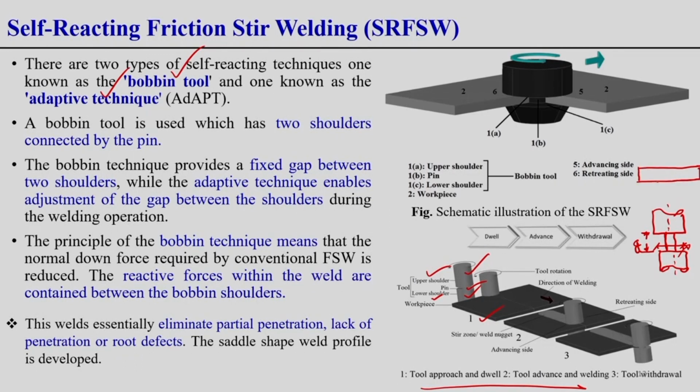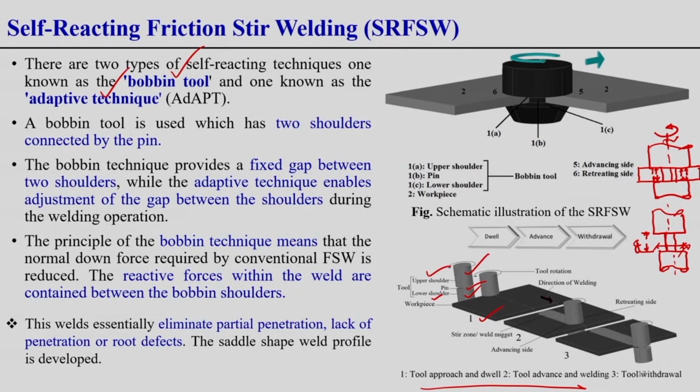Why is it called a self-reacting type of force? That also you should keep in mind. Here you see, this is one shoulder, and at the top side this is another shoulder, with a tool pin between. Due to the rotation of this combined tool, the material becomes soft enough and has a motion. Due to this motion, some sort of reaction force occurs, generated by the tool rotation, the softening of the material and its movement.